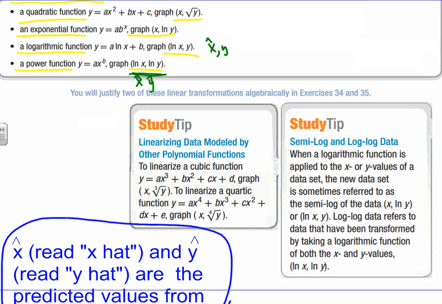Yes, so I'll write these. This would be x and y hat, and this would be x and y hat. The hat part is generic: it could be a logarithm, it could be the square root of something, there could be some other transformation, but here that's what we'll be looking at. All right, are you ready to try one yet?